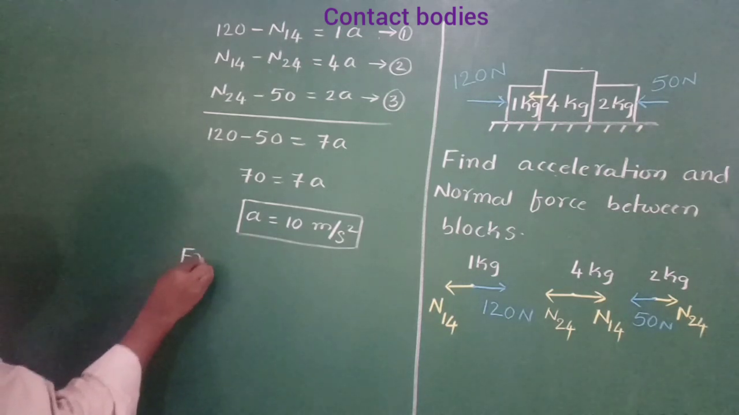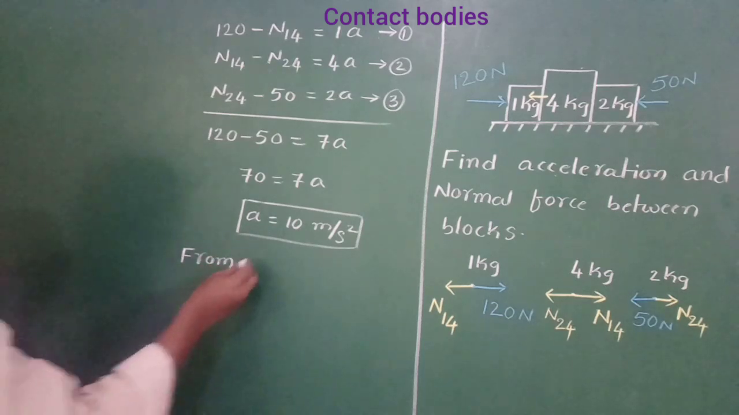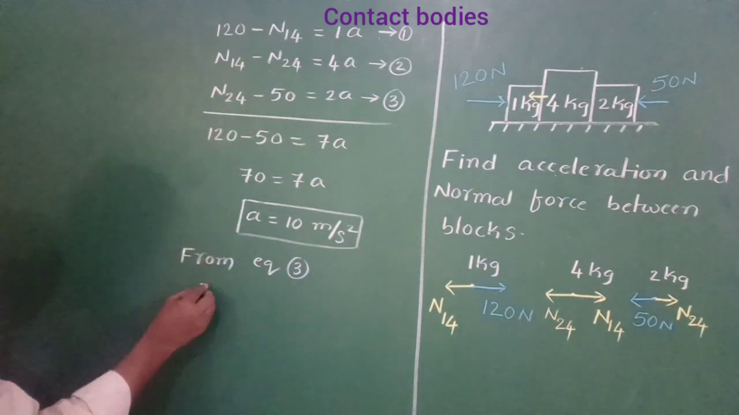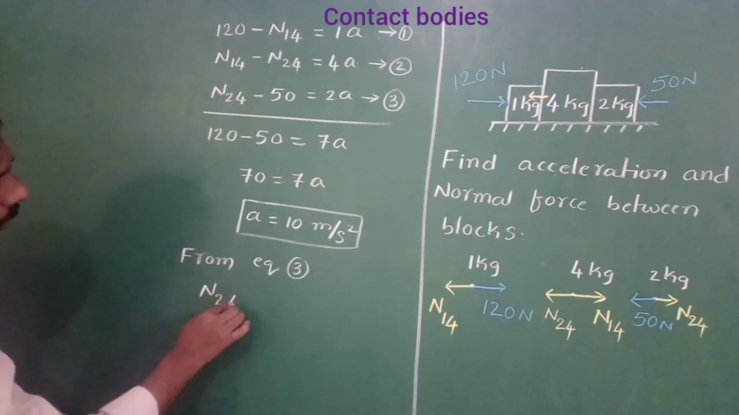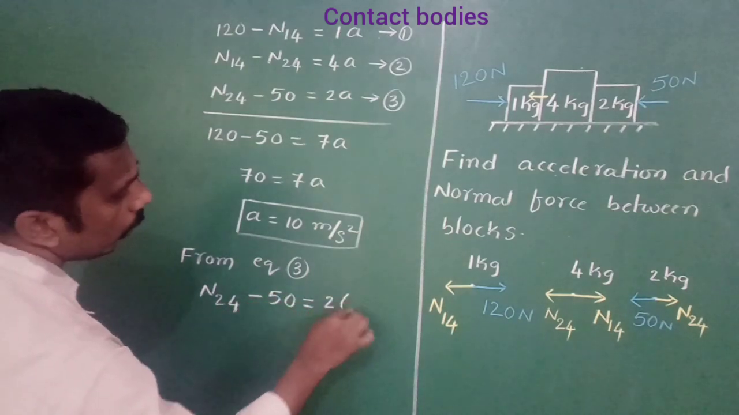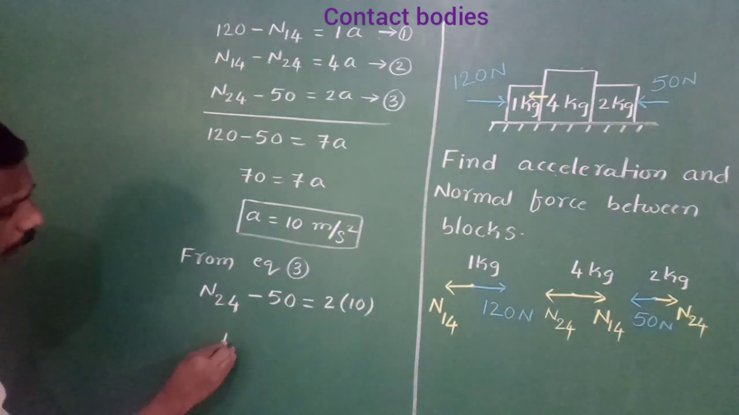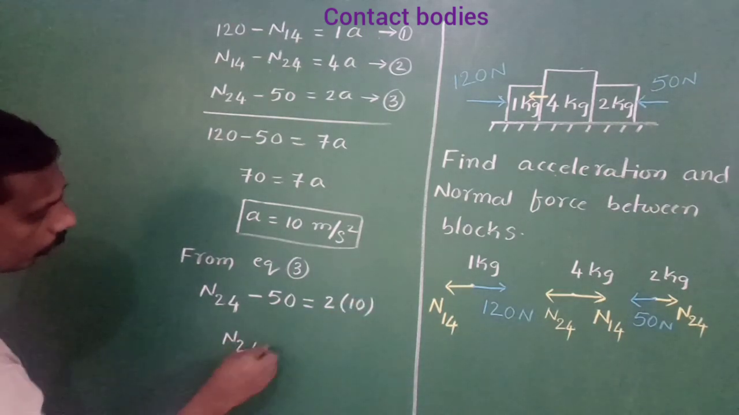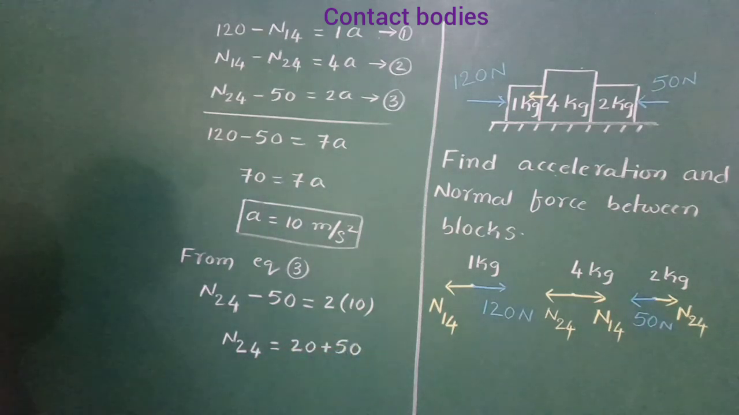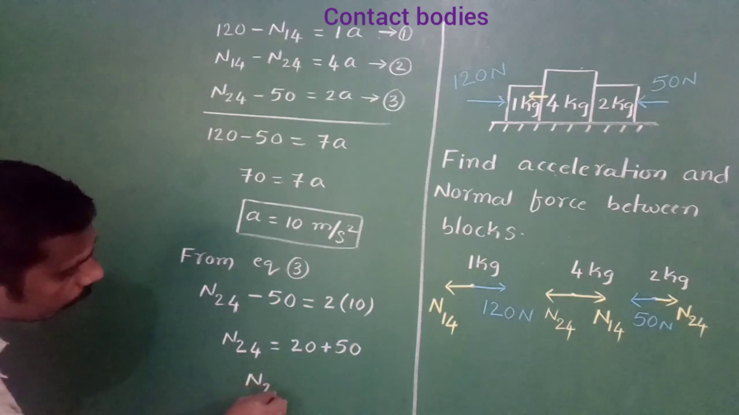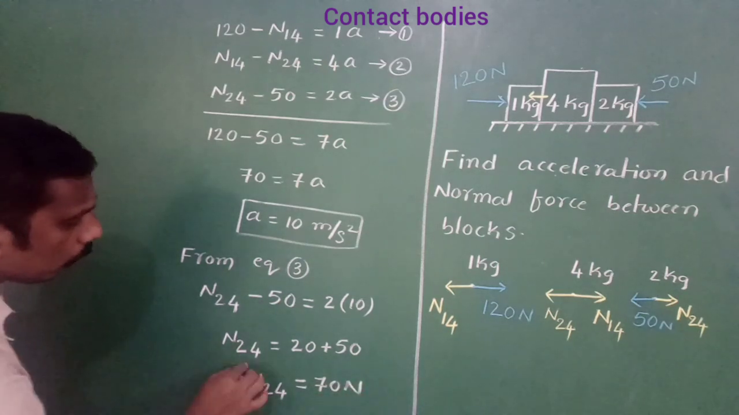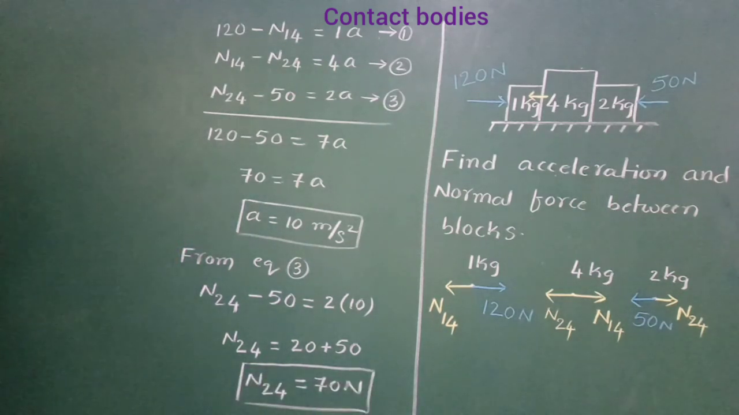From equation 3, substitute the a value here. N24 minus 15 is equal to 2 into the a value. From this, N24 is equal to the result of adding the force. This is the normal reaction between the 2 kg and 4 kg blocks.